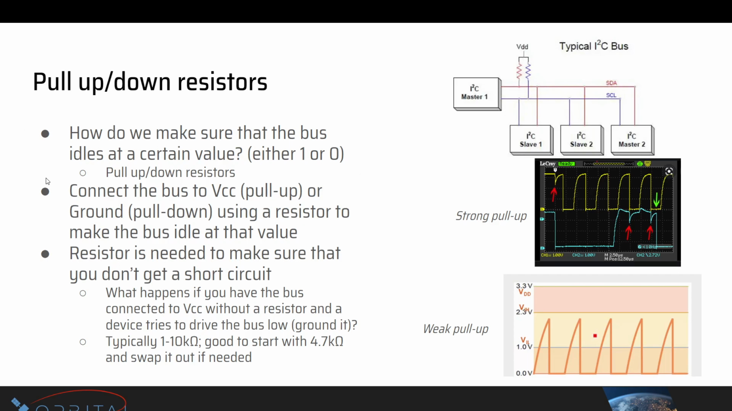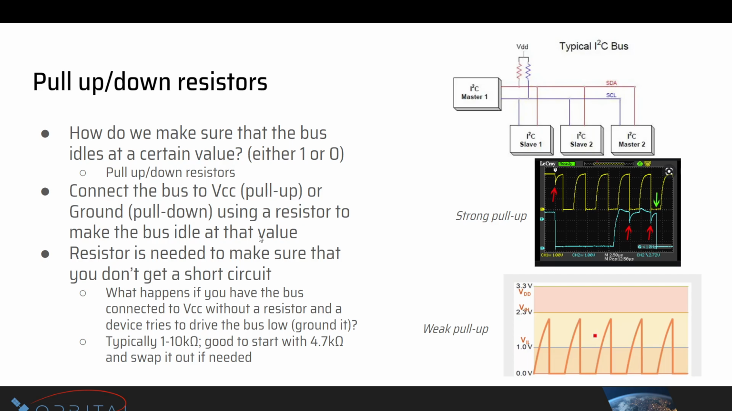So you connect the bus to VCC, which is a logical high voltage. You represent that with VCC. So if you were using a protocol where 5 volts means a one, then you would call 5 volts VCC. Or ground, which is a pull-down resistor, to make the bus idle at that value. The reason you need a resistor is to make sure that you don't get a short circuit.